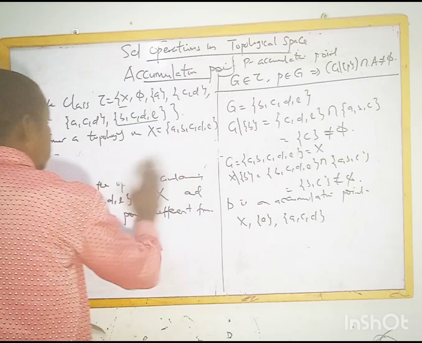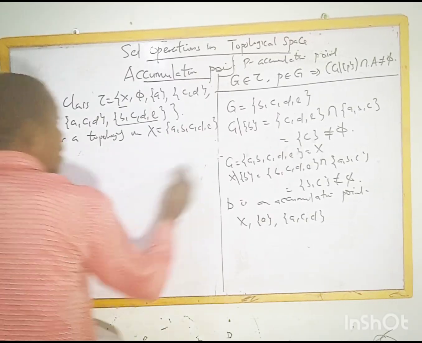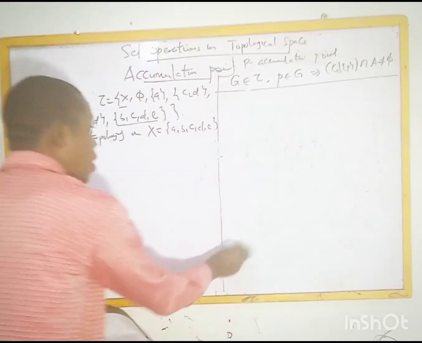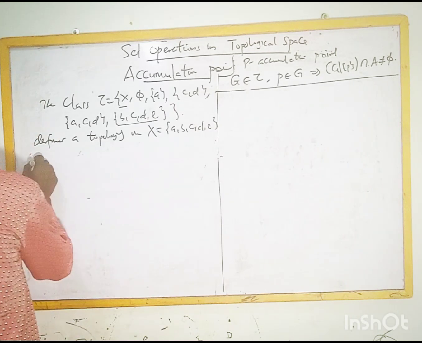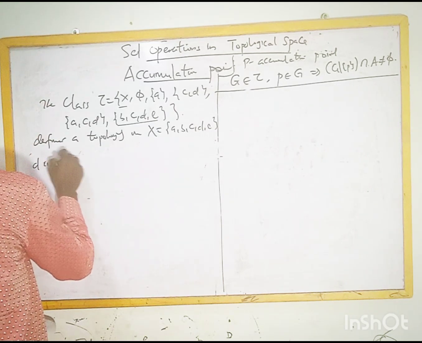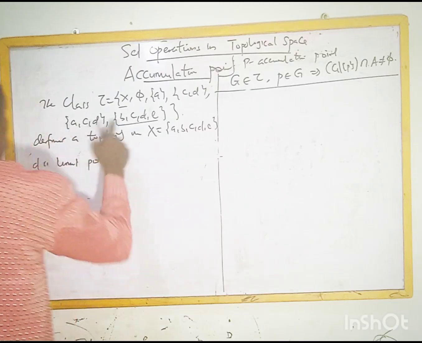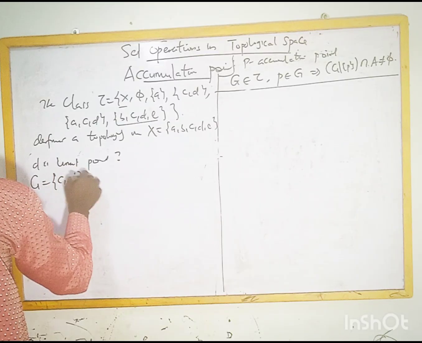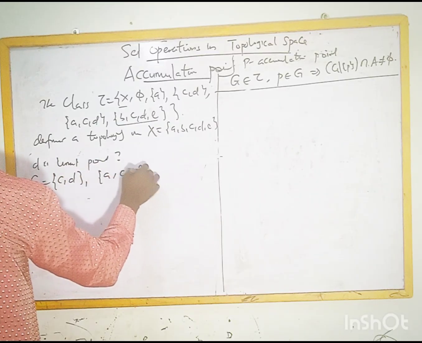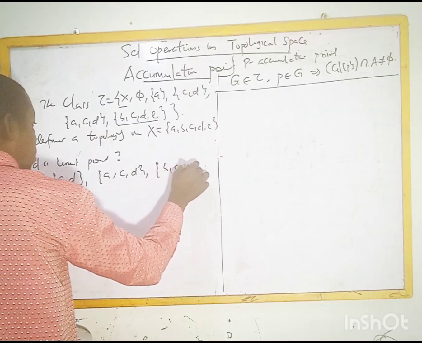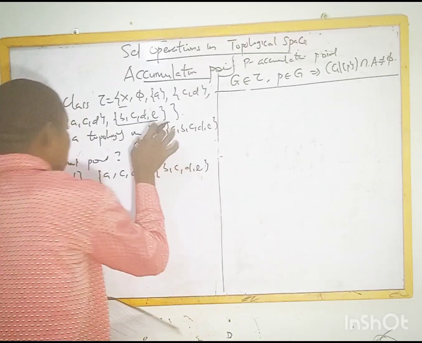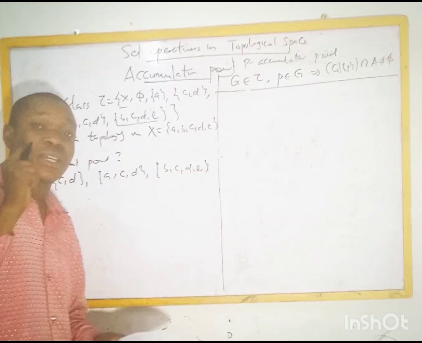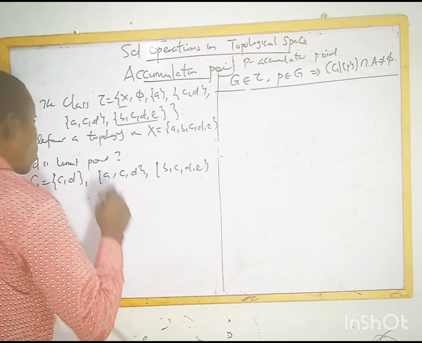Let's check it out again. Is D a limit point? Let's check D now. Those open sets that contain D are what? We have C, D. Then we have A, C, D. And then we have B, C, D, E. These are the open sets that contain D. I want to check whether D is an accumulation point, or limit point, or derived point.